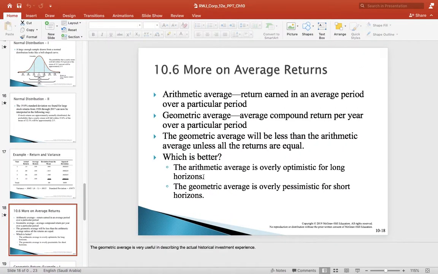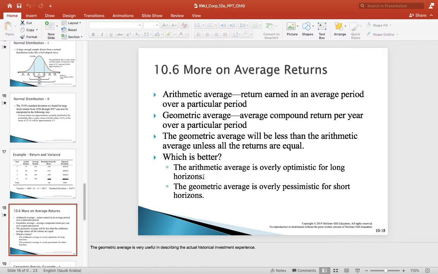We will move to 10.6. We will discuss some more on average returns. The arithmetic return, or arithmetic average earned in an average period over a particular period, we will calculate here. We calculated the holding period return.